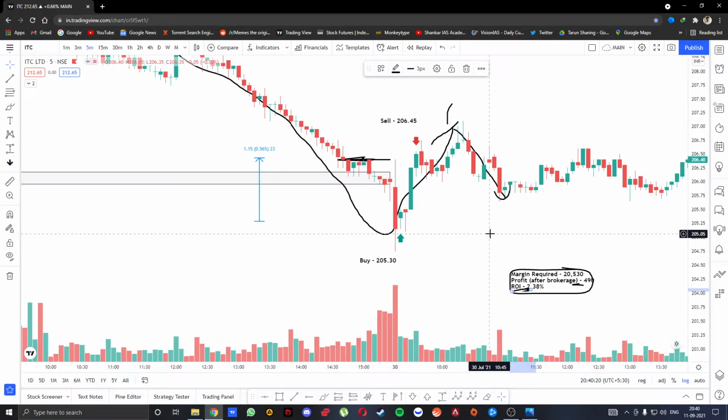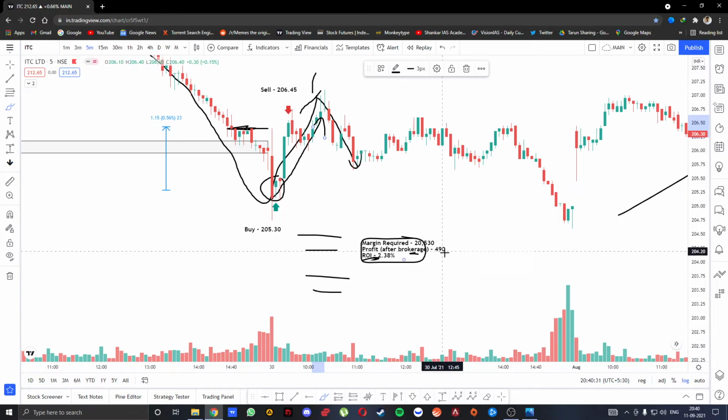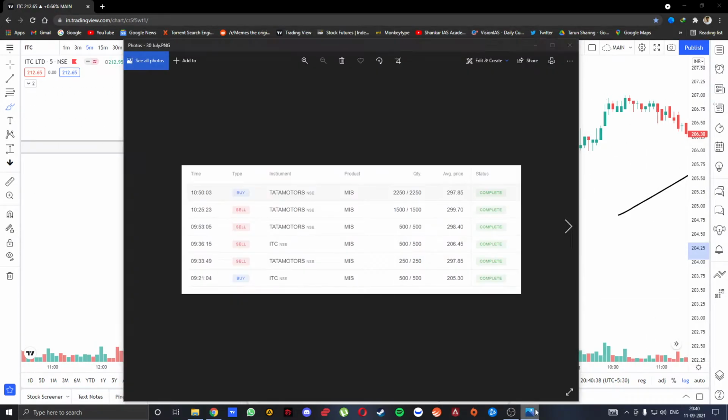Now this was my initial position. I was ready to enter more at the lower levels, but as you can see, I bought the initial shares and after that the stock went up and hit my target. So it was a small profit. Let's move on to the next trade, which is in Tata Motors.